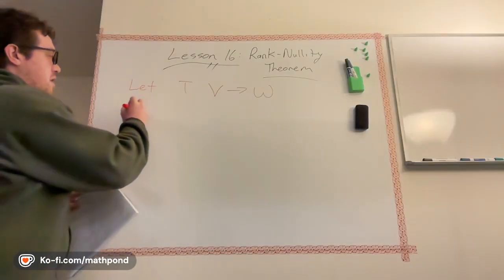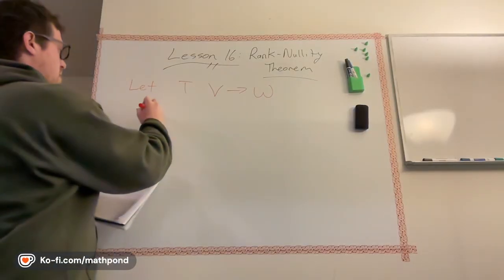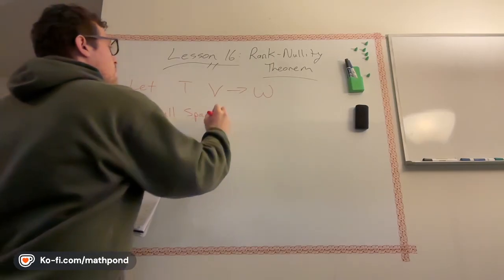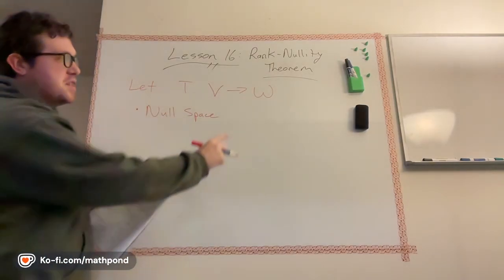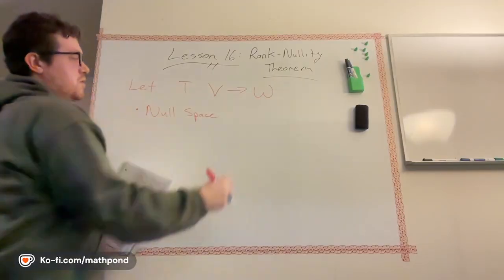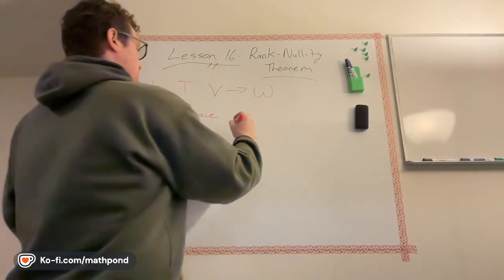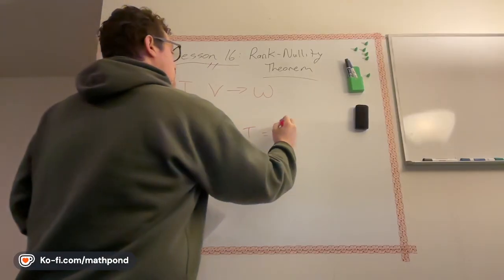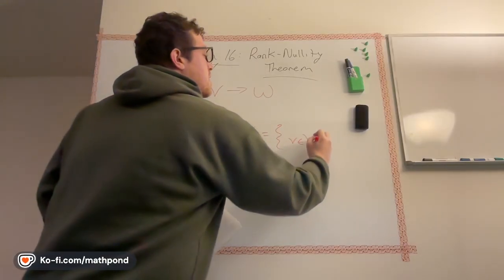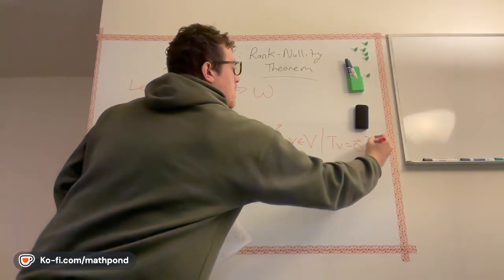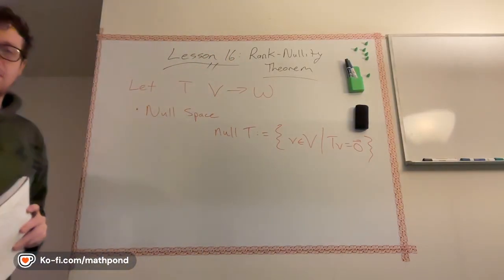And then the null space, and so the null space is all the vectors in the domain that map to 0 in W. So this is by definition all v in V such that T of v is 0, the 0 vector in W.